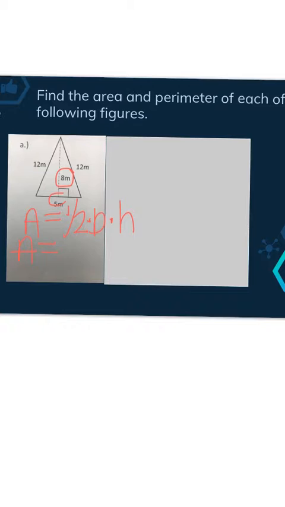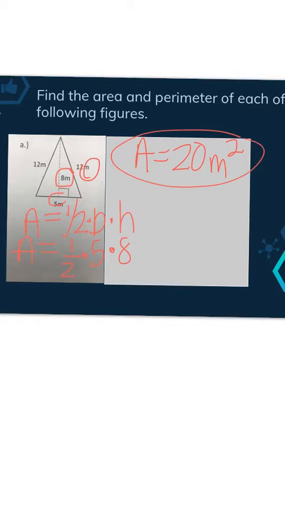So area is going to equal 1/2 times 5 times 8. When you plug that into your calculator, you will see that area equals 20, and then your label is meters squared. Remember, it's squared because it's area.